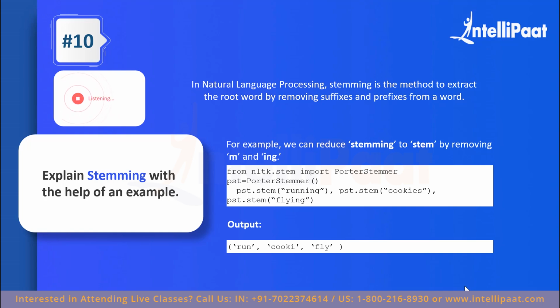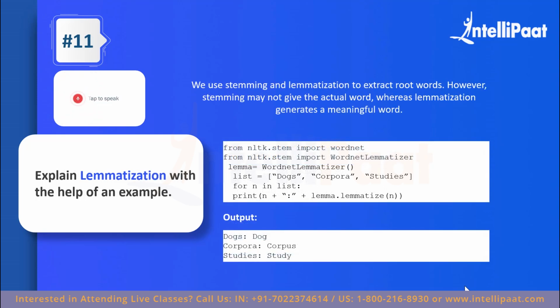Now let us move on to the next question, which is: explain lemmatization with the help of an example. So we use stemming and lemmatization both to extract the root words. However, stemming may not give the actual word, whereas lemmatization generates a meaningful word by extracting the root, or you can say the actual root word, from the word that you have given. So in lemmatization, rather than just removing the suffix and the prefix, the process tries to find out the root word with its proper meaning.